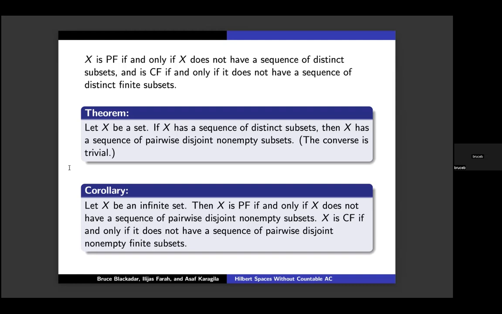And if you get bored in the rest of this talk, you might try to see if you can figure out a proof of this. If you haven't seen it before and you figure out a proof, I'll be impressed. This theorem is due to Kuratowski. So as a result, if X is an infinite set, then X is PF if and only if it does not have a sequence of pairwise disjoint non-empty subsets. And it's CF if and only if it does not have a sequence of pairwise disjoint non-empty finite subsets.